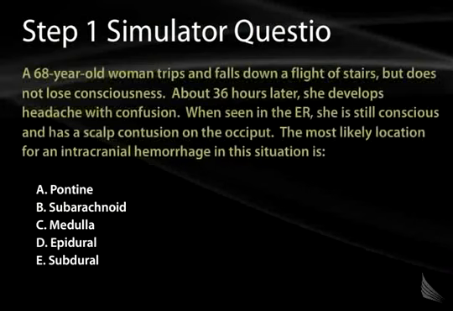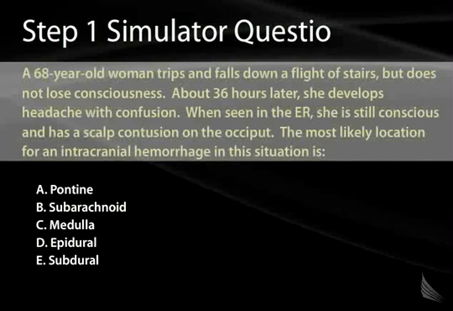Let's do a review question. A 68-year-old woman trips and falls down a flight of stairs but does not lose consciousness. About 36 hours later, she develops a headache with confusion. When seen in the emergency room, she is still conscious and has a scalp contusion on the occiput. The most likely location for an intracranial hemorrhage in this situation is where? A. Pontine, B. Subarachnoid, C. Medulla, D. Epidural, or E.